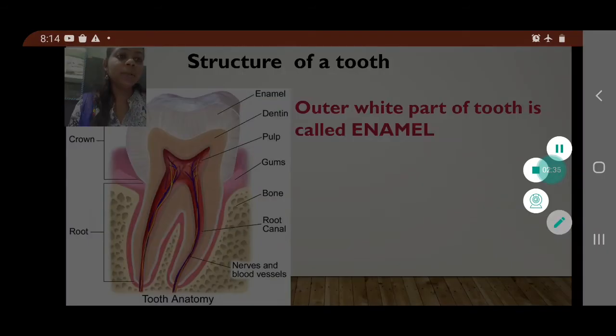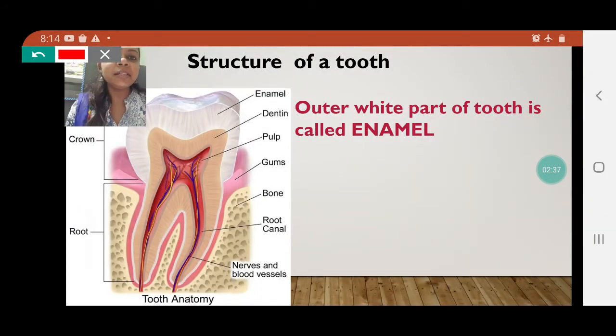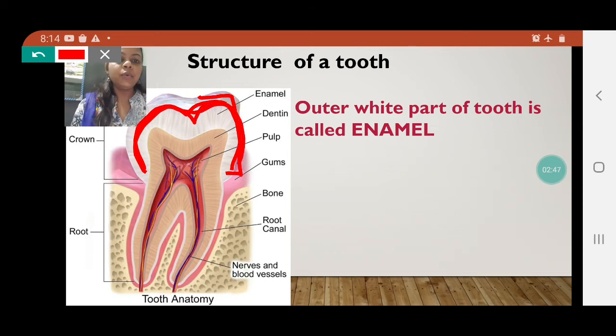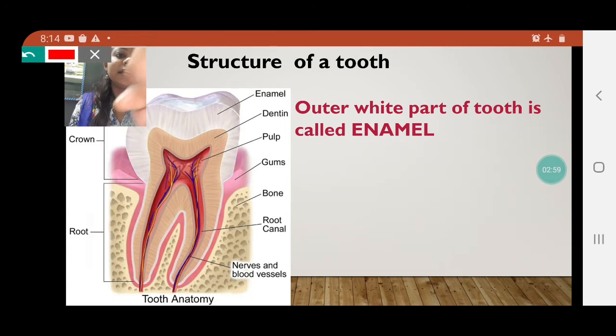If I talk about where it is present, this whole part is the crown, but out of that, the white part that we are able to see is known as enamel, the outermost layer of the tooth. The dentine and the pulp also come under the crown, but the crown is divided into different layers, and the outermost layer is enamel. It is white in color.